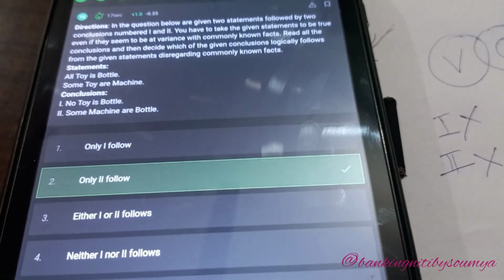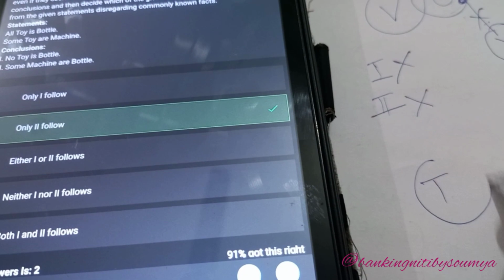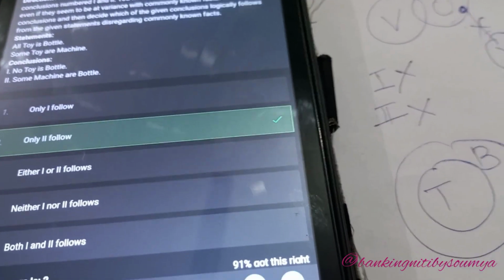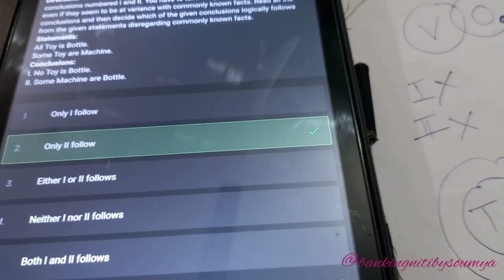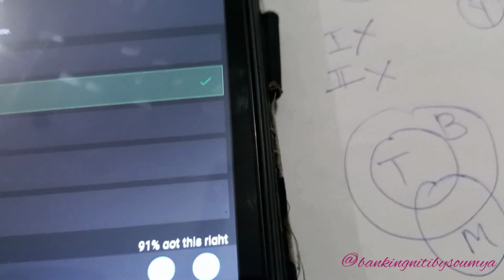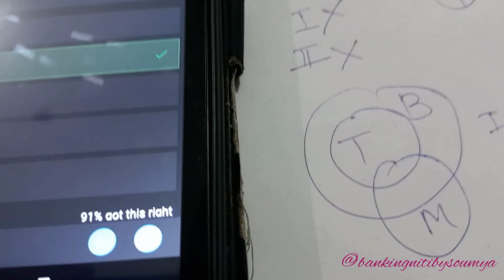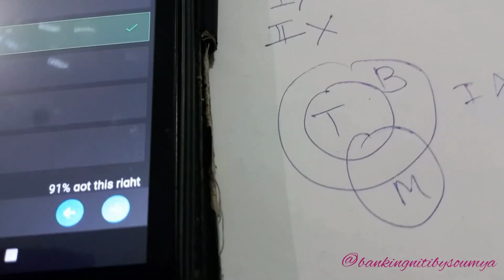All toys are bottles. Some toys are machines. This is our Venn diagram. Now the conclusion is: no toy is a bottle. It is already given that all toys are bottles, so no toy is a bottle is wrong, because a positive sentence never follows a negative conclusion. So our first conclusion is wrong.